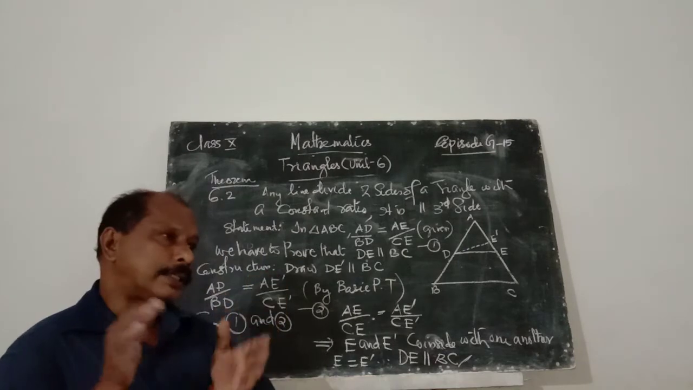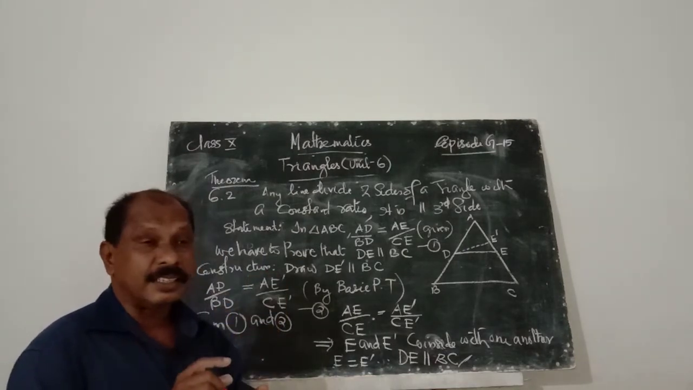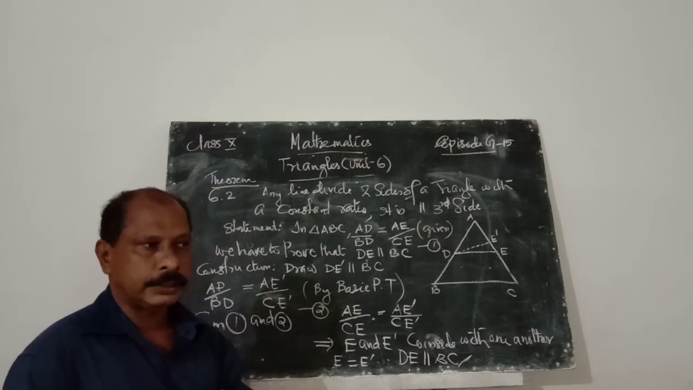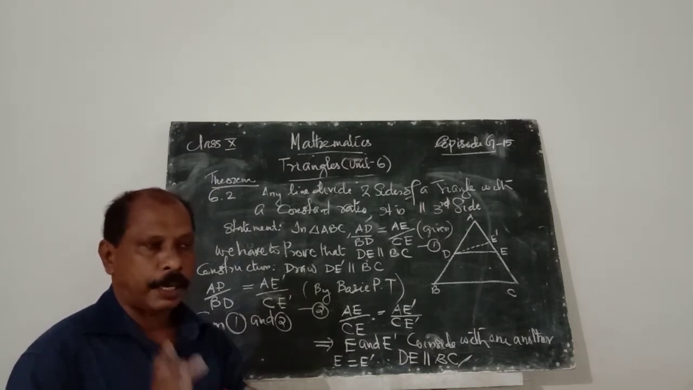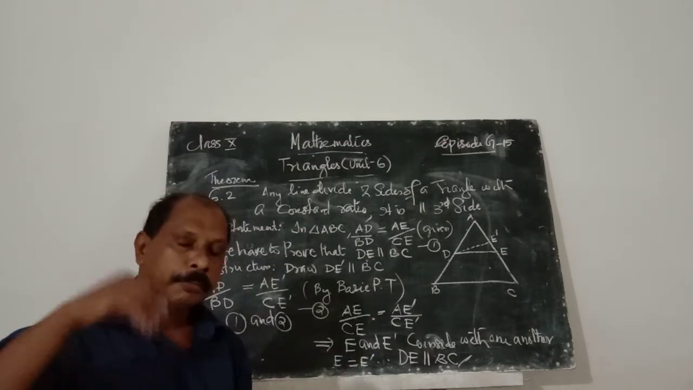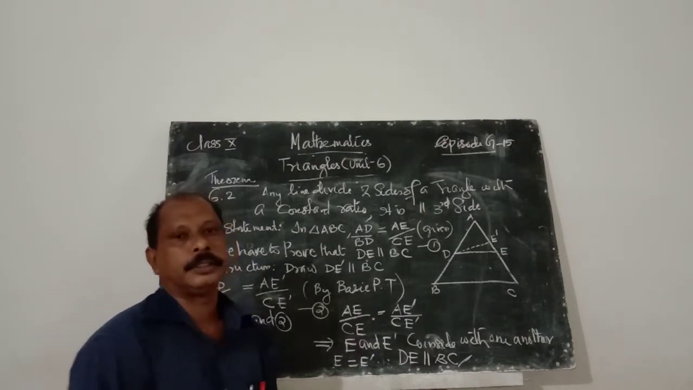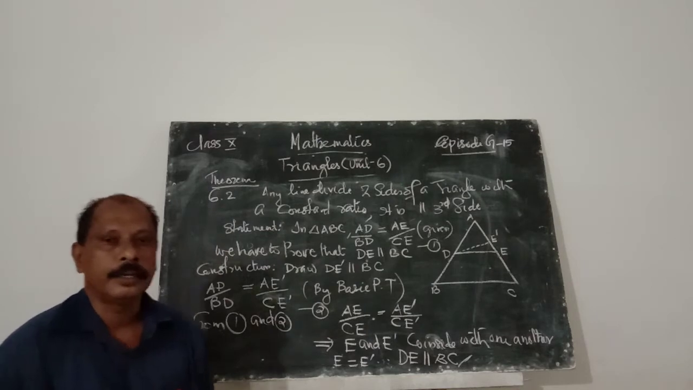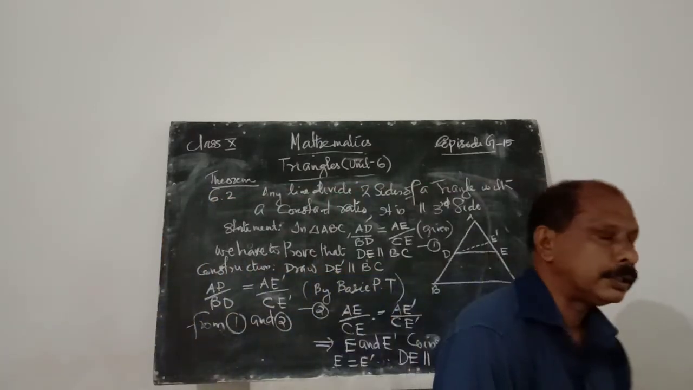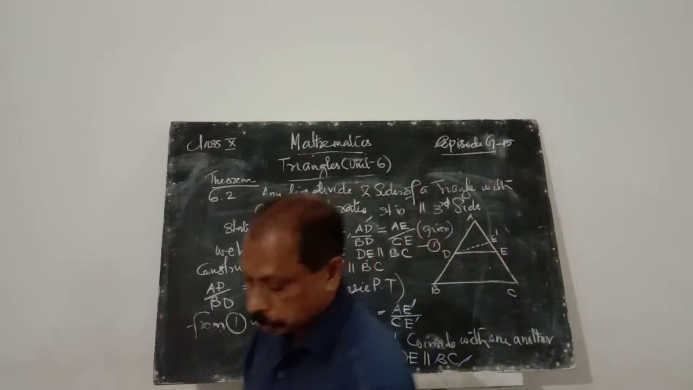Then the construction is to draw DE'. That is our assumption: the construction is DE' parallel to BC. Therefore, by the basic proportionality theorem, AD by BD is equal to AE' by CE'. That is equation number 2.